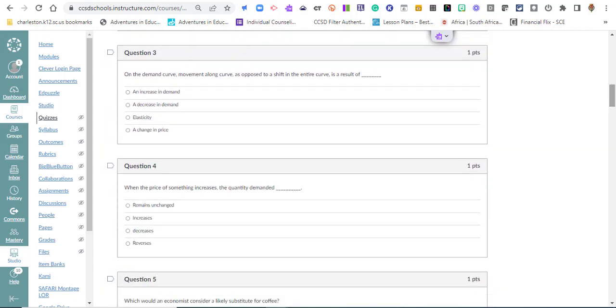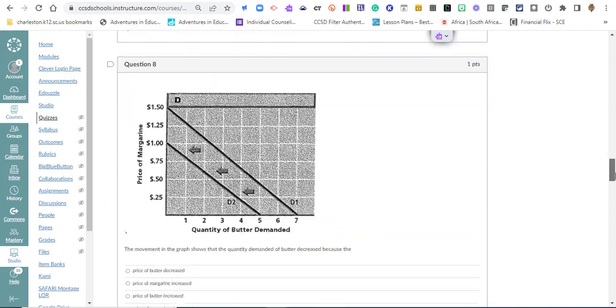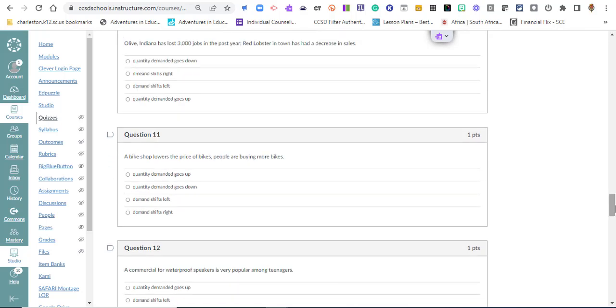And again, this is at the end of the day, they finished the lesson, just reinforcing, going back over the materials. Sometimes we do it as a group. So when the price of something increases, the quantity demanded, that's what. Okay, so again, very straightforward, using graphs and showing shifts, using real-world scenarios. A bike shop lowers the price of bikes. People are buying more bikes. What does that affect? Is it creating a shift, or is it creating a change in quantity demanded, etc.?